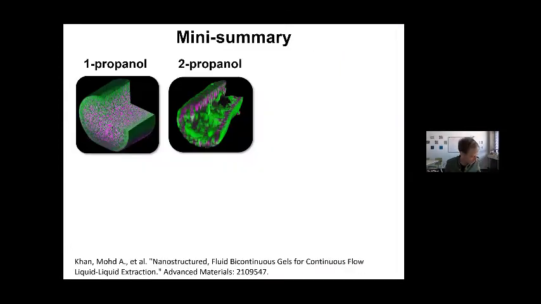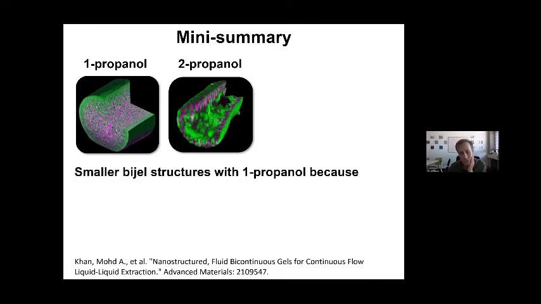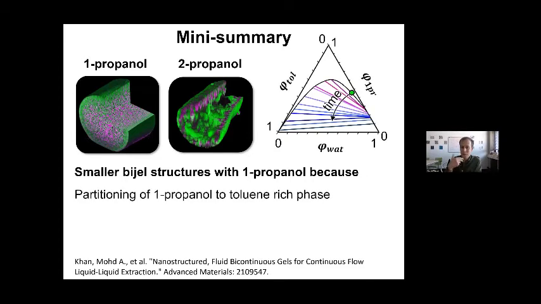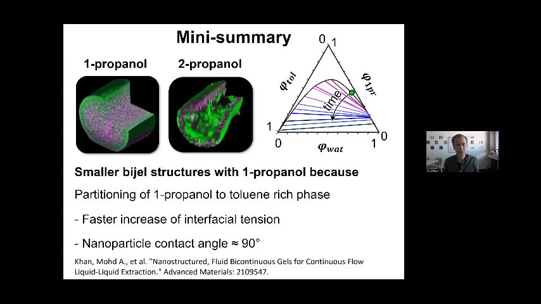To a short mini summary. Again, you've seen it makes quite a big difference what solvent you use doing STRIPS. So we obtained smaller bijel structures with 1-propanol because 1-propanol partitions to the oil-rich phase. On one hand, that results in a faster increase of the interfacial tension. And on the other hand, it facilitates contact angles of the nanoparticles that are close to 90 degrees.